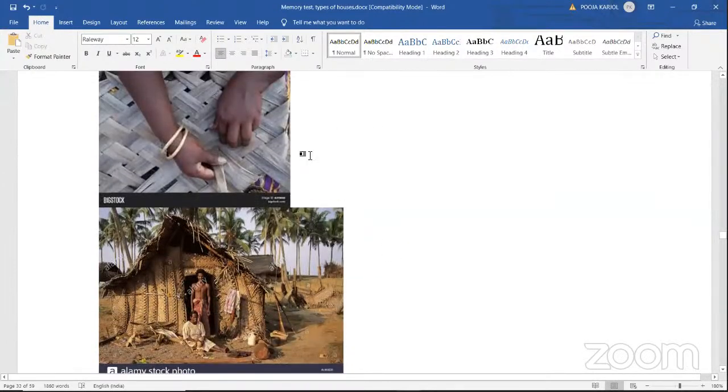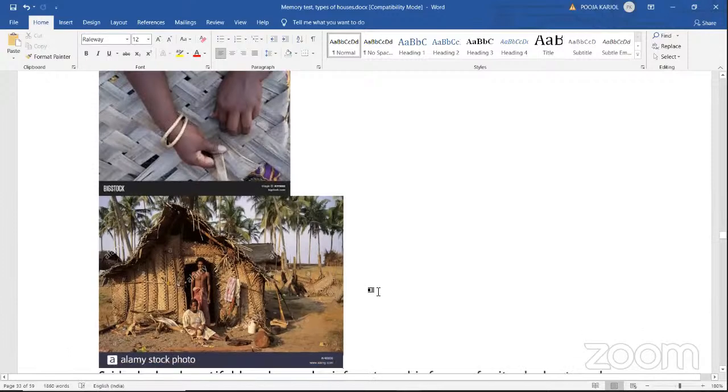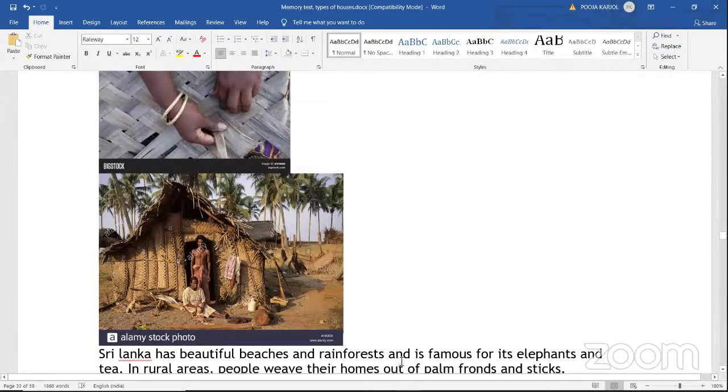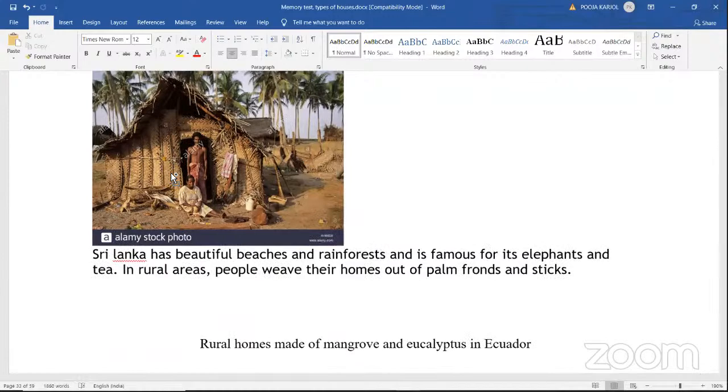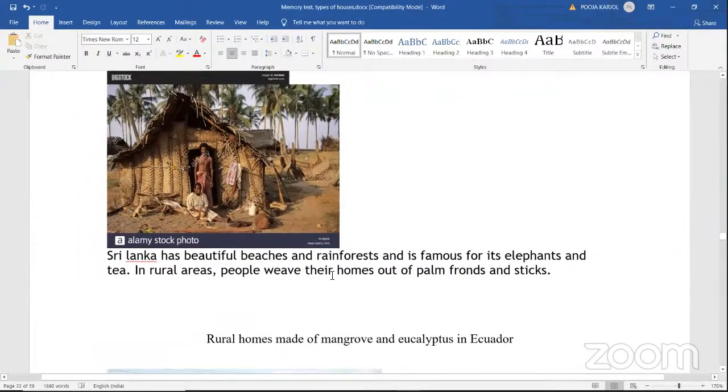Yeah, so the palm leaves are taken, okay? They are made into a design like this, as you can see here, and a house is built on it. This is an extremely basic level of housing that I've shown. In rural areas, people weave their homes out of palm fronds and sticks. To join them, sticks are used to keep them stable. Palm fronds are also used.